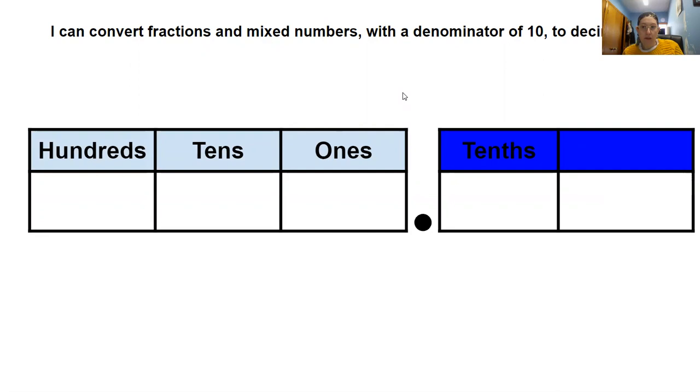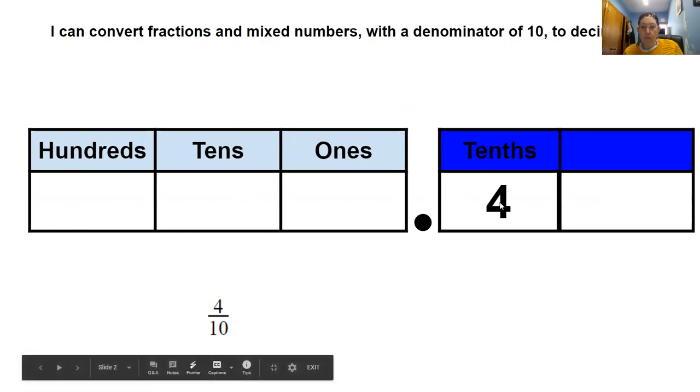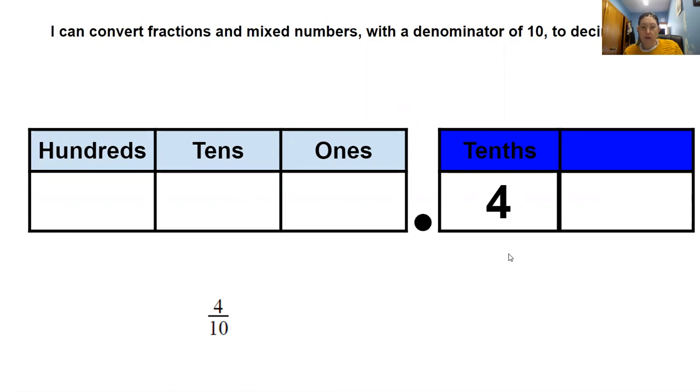So we were talking about this yesterday. We used models, and we mentioned that if we had a 4 in the tenths place, that's the same thing as saying 4 tenths. 4 tenths as a fraction looks like 0.4 as a decimal. So today, let's practice this some more.